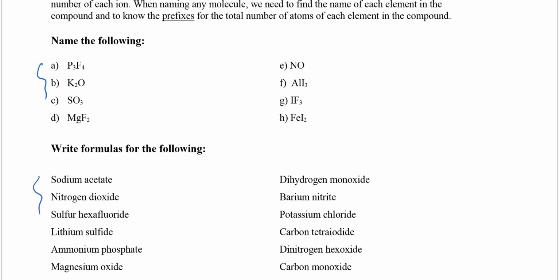Just as before, I want to look and see if I have two nonmetals, which would be a covalent compound, or a metal and a nonmetal, which would be an ionic compound. Phosphorus and fluorine are both nonmetals, so I'm dealing with a covalent compound. A couple of atoms that are overlapping their valence orbitals, forming a covalent compound by sharing electrons. Following my covalent compound rules, this would be triphosphorus tetrafluoride.